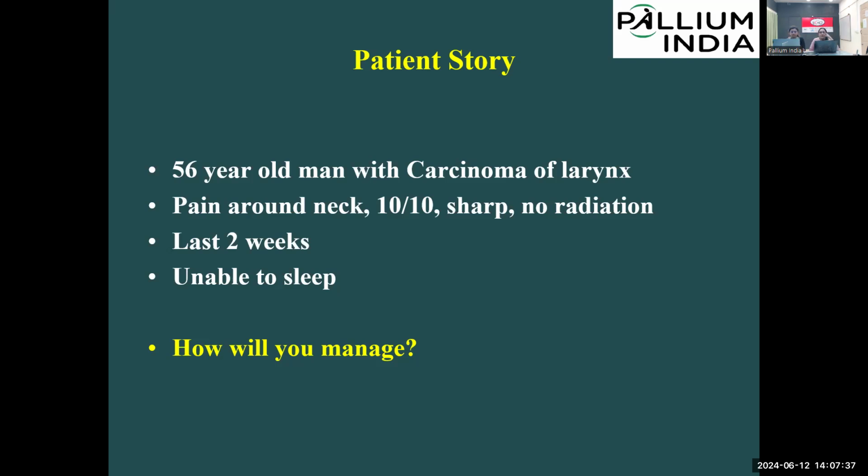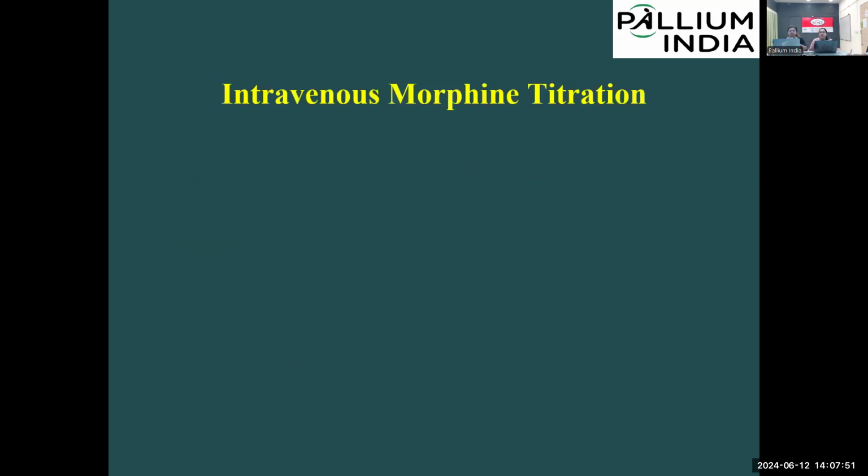Now, as I said, we need immediate relief for the patient. So how can we go about this? We can do a procedure known as intravenous morphine titration. So how do we go about this procedure? Intravenous morphine titration is a procedure in which the patient with immediate pain is given injections.